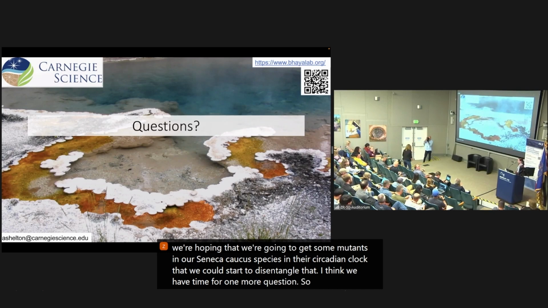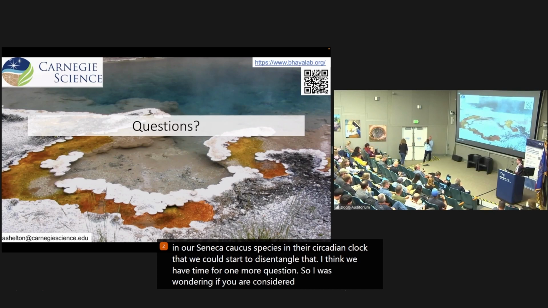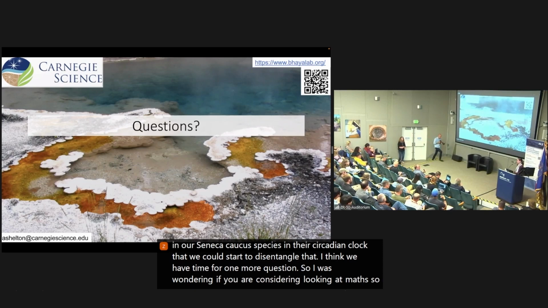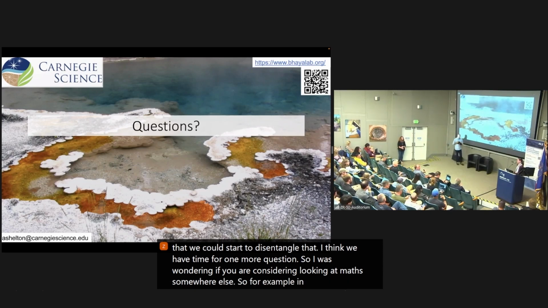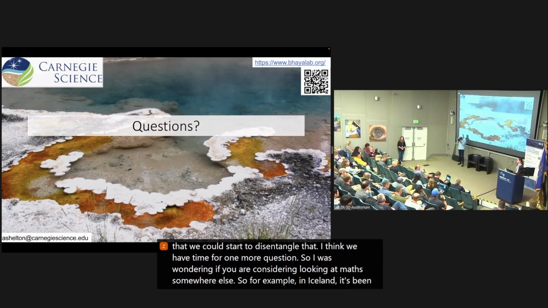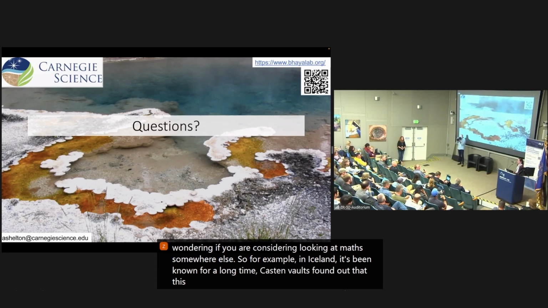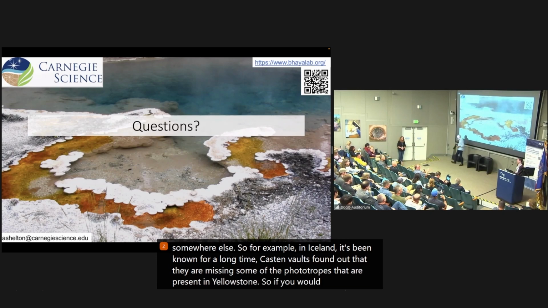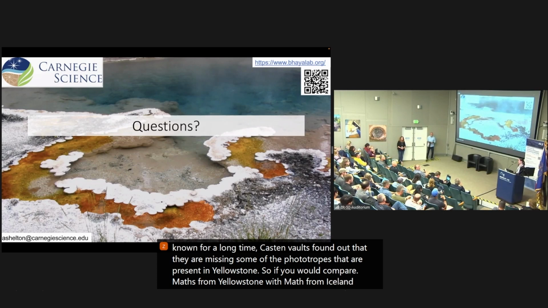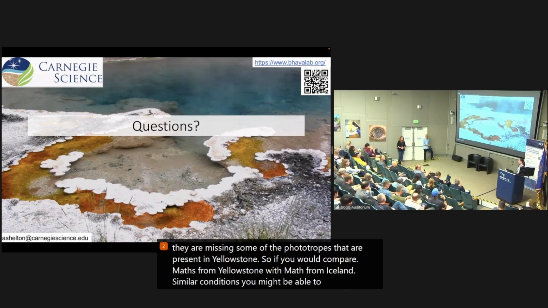So I was wondering if you are considering looking at mats somewhere else. So for example, in Iceland, it's been known for a long time, Castenholz found out that they are missing some of the phototrophs that are present in Yellowstone. So if you would compare mats from Yellowstone with mats from Iceland, similar conditions, you might be able maybe to figure out the role of individual microbes.